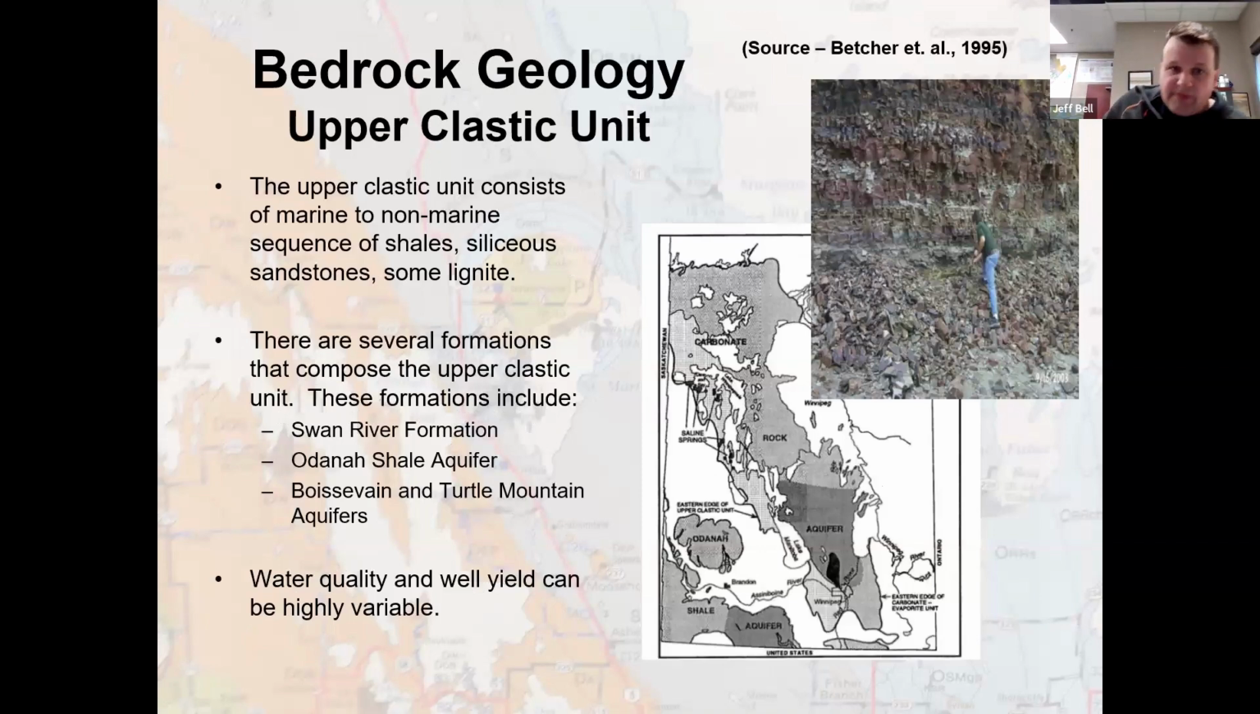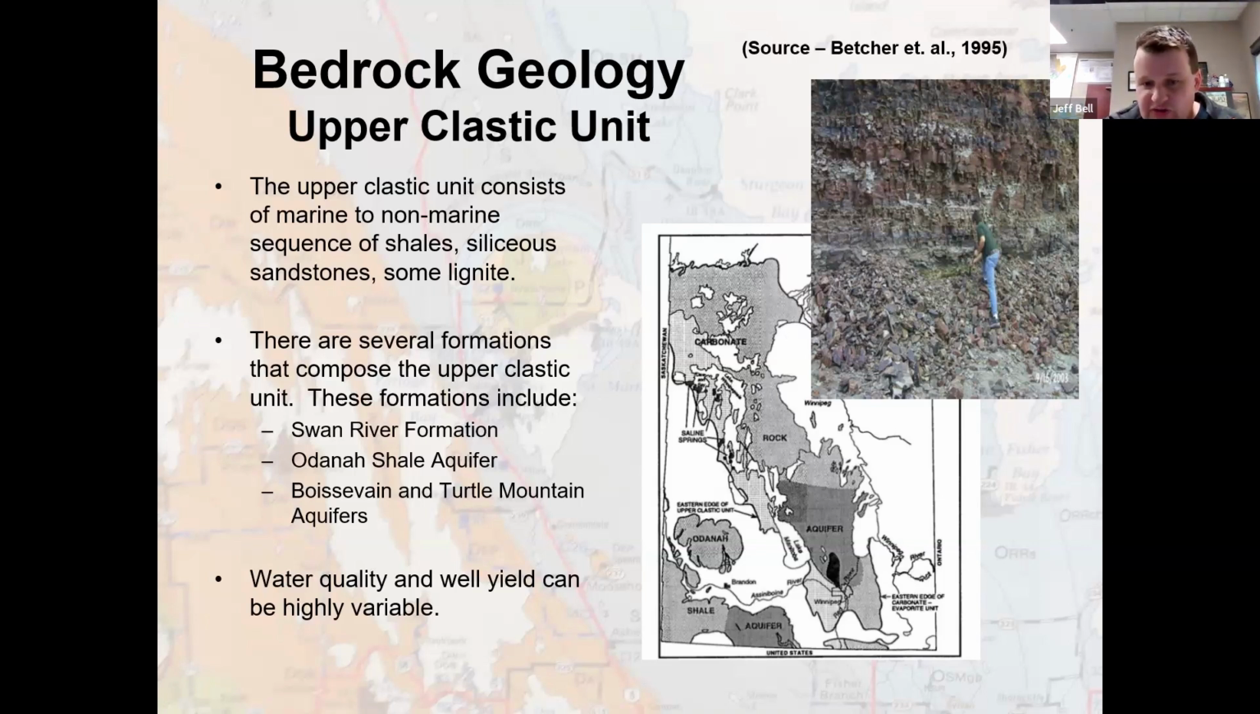Lying on top of the carbonate system is a series of shales, and these are a fairly thick sequence of shales, some minor amounts of sandstones, but not as much, and a little bit of coal or lignite. The primary unit that we're looking at in Manitoba that tends to form a sort of regional aquifer is the Swan River Formation, which is a very extensive formation, but the one that we tend to talk about the most is around the Brandon area, which is the O'Donoghue Shale.